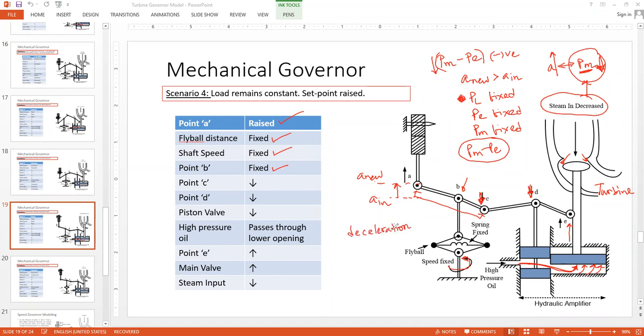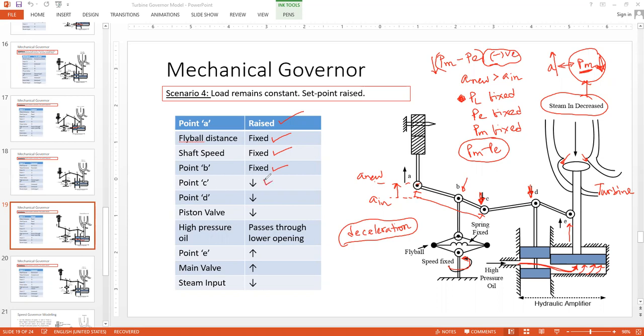negative PM minus PE, and there will be retardation or deceleration. So the shaft speed will slow down a little bit, depending on the magnitude of the difference, of course. So the shaft speed will slow down. Now, as soon as the shaft speed slows down, what will happen? That we will show in the next slide. So let's finish it here.